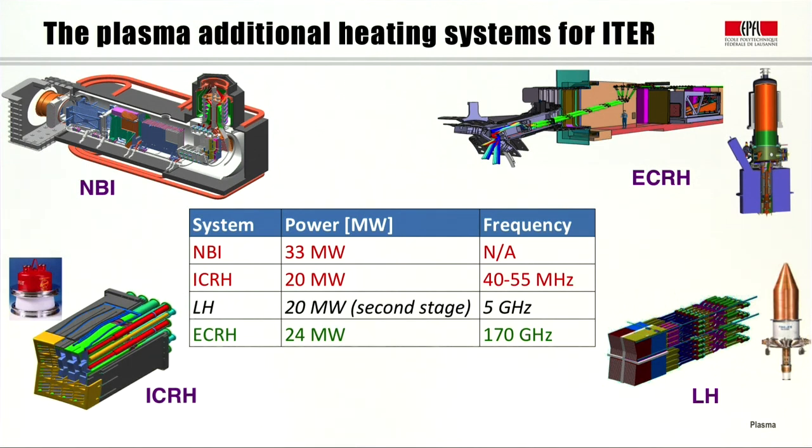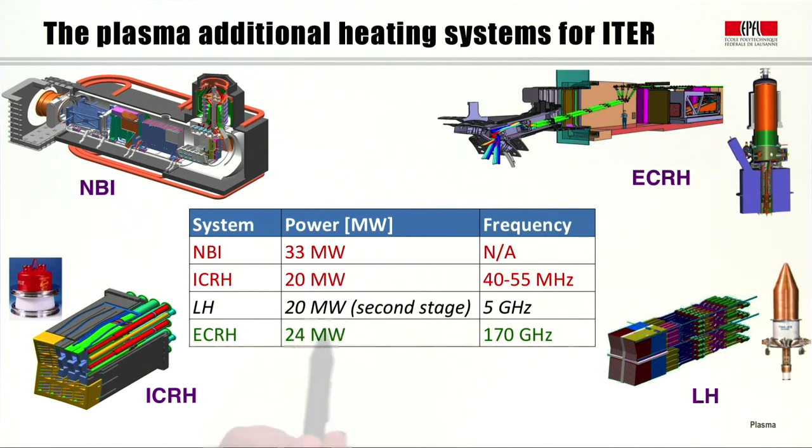We have an ICRH system of 20 megawatts with a frequency between 40 and 55 megahertz, resonating with the ion species in the core of the ITER plasma, mostly for heating. We are anticipating to install the lower hybrid heating and current drive system, but only in the second stage. So that's not the system that's foreseen for the first stage of the ITER operation.